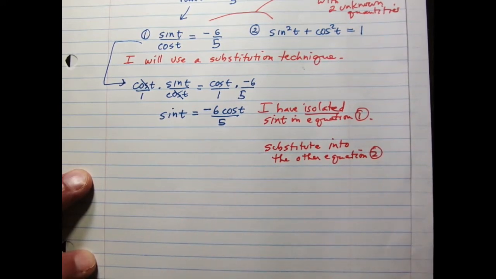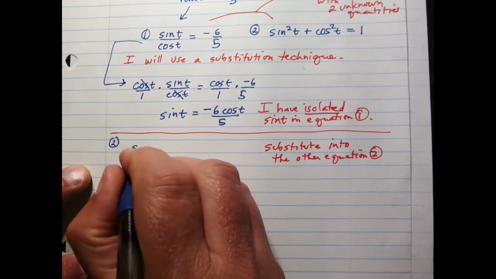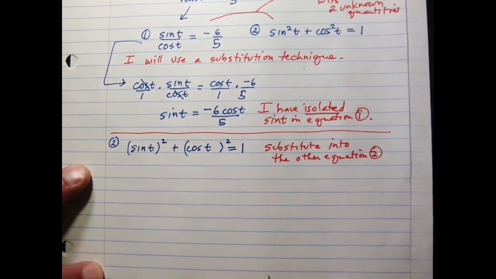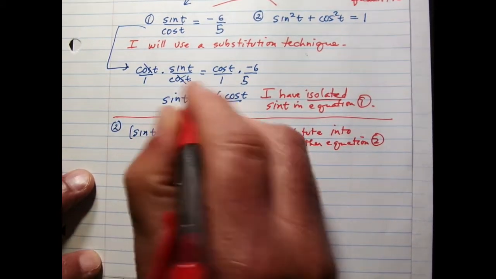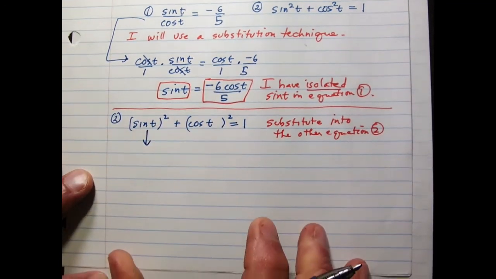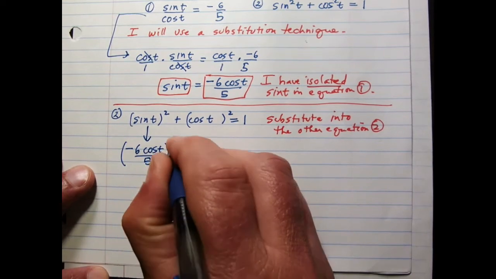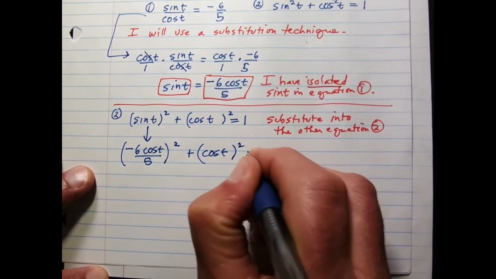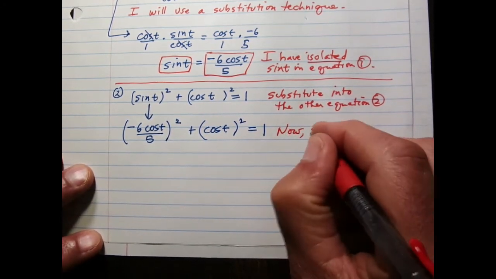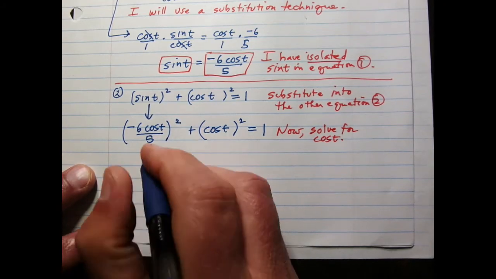So let me just draw a line here. This came from equation 1. Now I'm going to take my equation 2 that I'm going to write as sine t in parentheses squared plus cosine t in parentheses squared equals 1. That Pythagorean identity. And I'm going to use the fact that I isolated sine here to replace sine t with negative 6 cosine t over 5. So that quantity squared plus cosine t squared equals 1 has to be true in this situation. And now I can solve for cosine t. I only have cosine t involved in this equation, and I can solve it. That's where the substitution technique came into play.